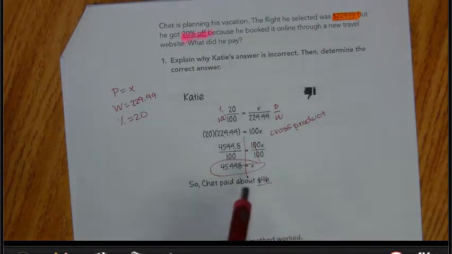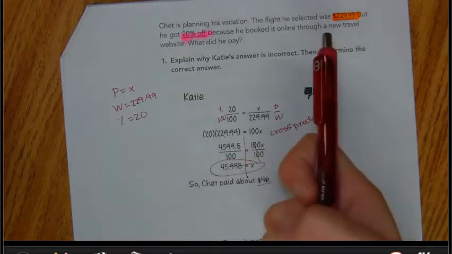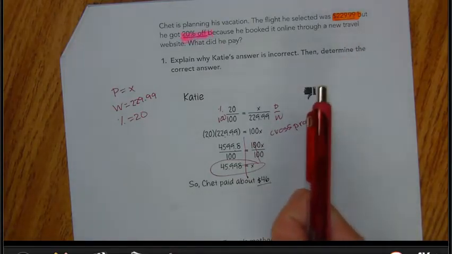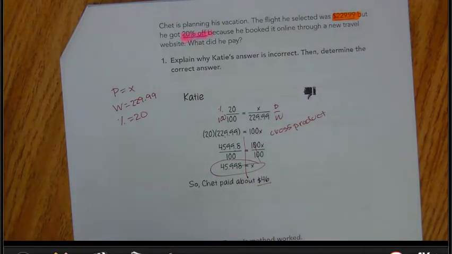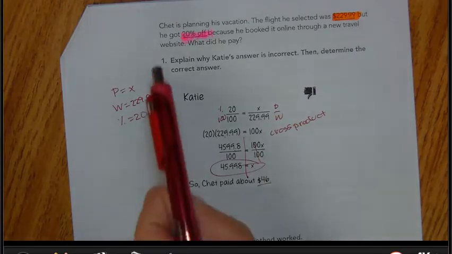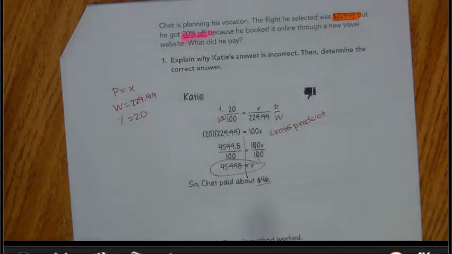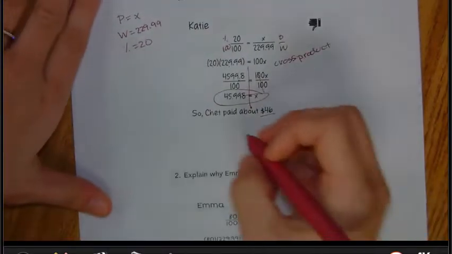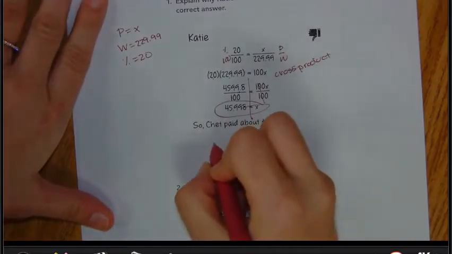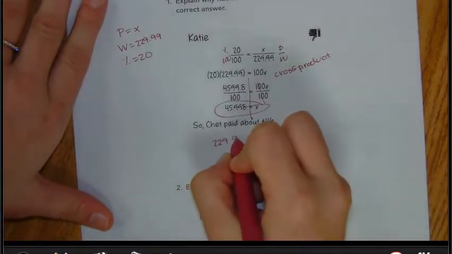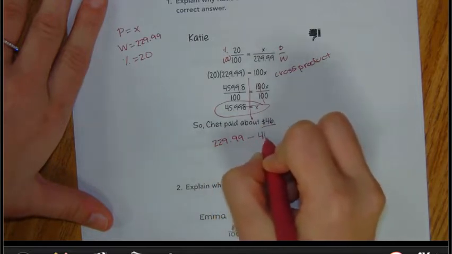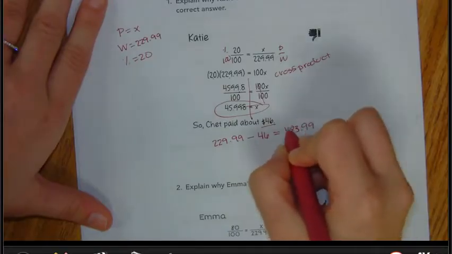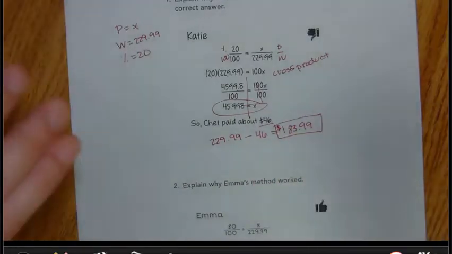Okay, something to me doesn't sound right. If my ticket for a flight was originally, let's say, $230, and I'm told that I'm going to pay $46 of that, and it's only 20% off, that doesn't sound right to me. It sounds like she forgot to do one step. It looks like what Katie forgot to do: she forgot to take $229.99, subtract the $46, and she would have received close to $183.99. This is how much Chet would have paid.